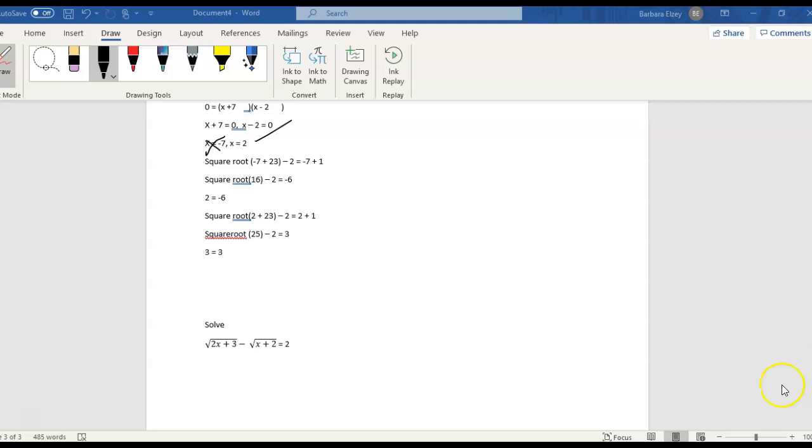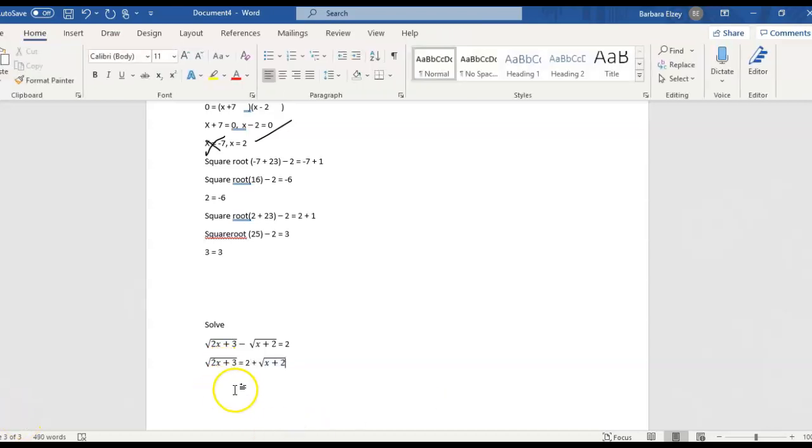Okay, so now let's look at an example of a double radical, like in this one. Our first step in solving radicals is always to get the radical by itself on one side. So we want to get one of these radicals by themselves on one side. So I am going to move over to the right and leave the positive radical on the left side. So I'm going to have the square root of 2x plus 3 on the left.